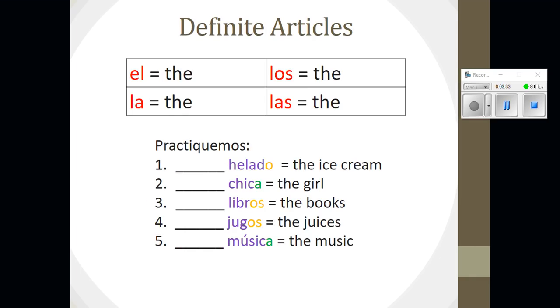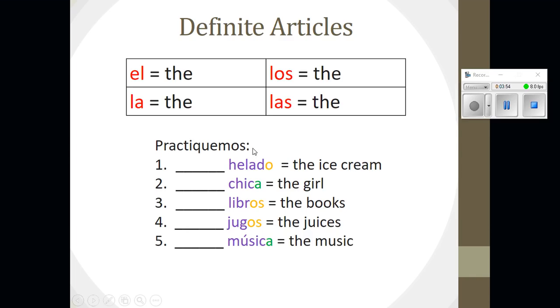Okay, let's look at the definite articles. You'll need to answer the questions for part B based on what we talk about here. So the definite articles in Spanish are el, la, los, and las. All four of those Spanish words mean the. Please pause the video and fill in the first question for part B.